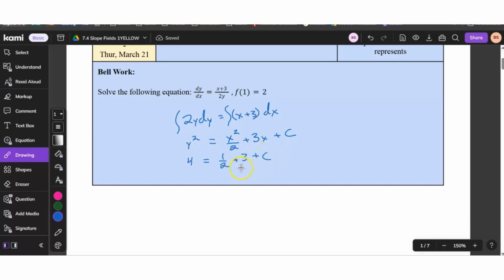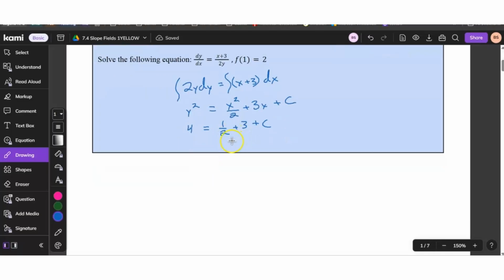So to figure out c, we have to combine these and put them over here. 3 plus 1/2 is 3.5. 4 minus 3.5 is 1/2. So c is going to be equal to 1/2. So then I go back and I write out my equation. y squared equals x squared over 2 plus 3x plus 1/2.